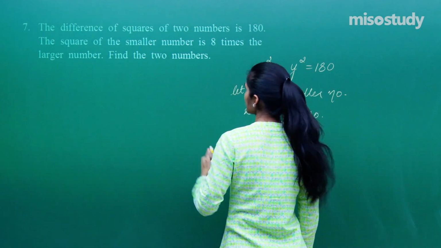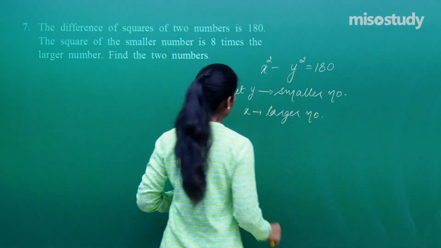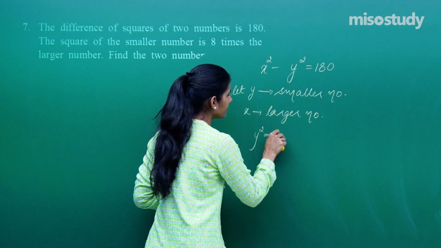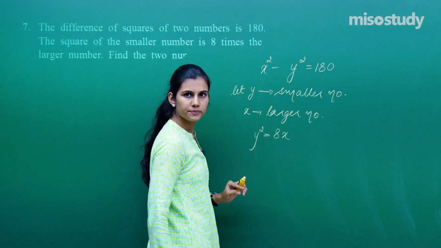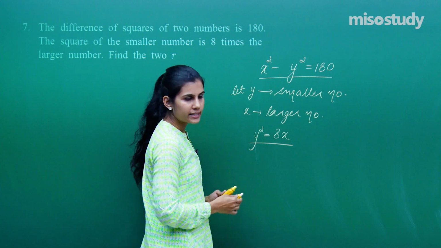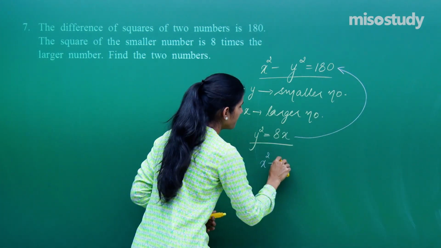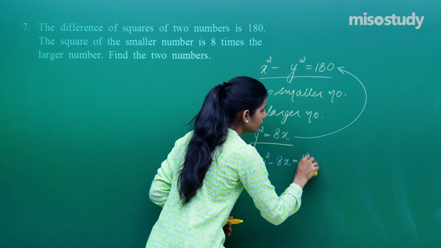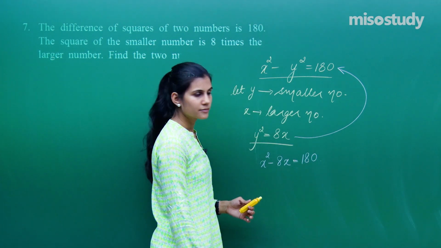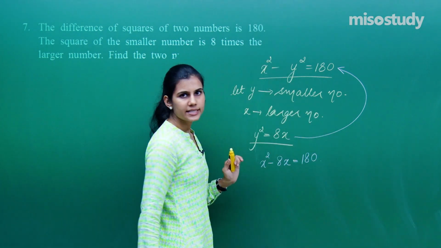180. Further it says another relationship is there. Square of the smaller number is 8 times the larger number. So you have y square is 8x and x square minus y square is 180. When you use this over here, you get x square minus 8x equals 180. Find x and find y, that is what it says, find the two numbers x and y.